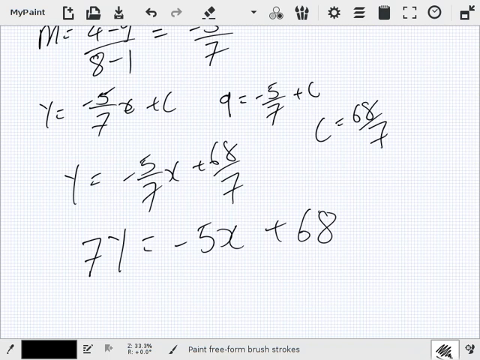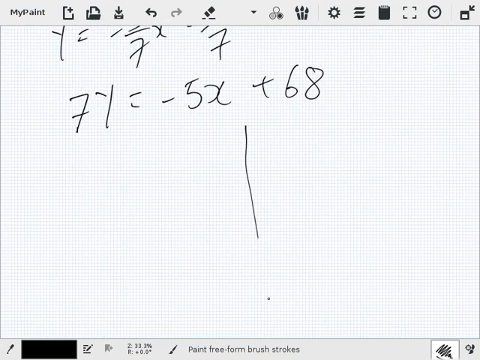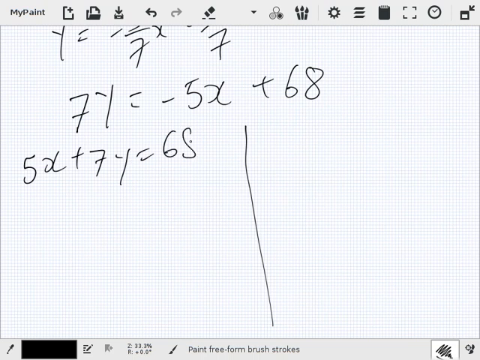Now, it actually matters a great deal here. Do I take the x to the left or the y to the right? Just so you know, you might be saying, what difference does it matter? If I took the x to the left, I get 5x plus 7y equals 68. But if I took the 7y to the right and the 68 to the left, I would get minus 5x minus 7y equals minus 68.